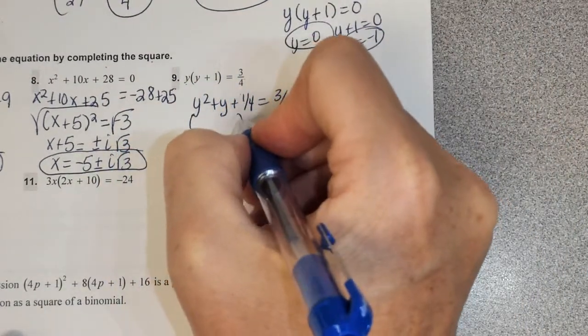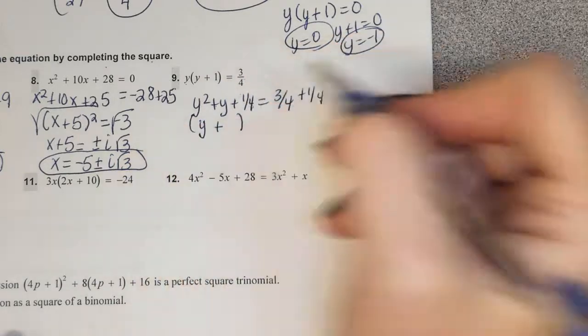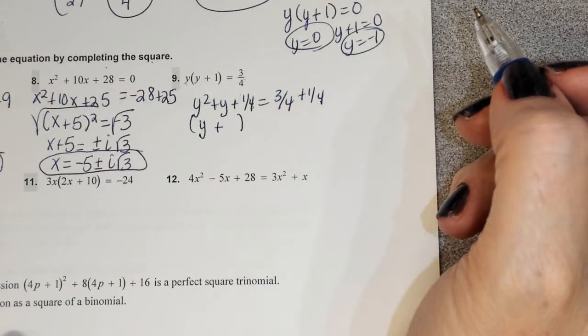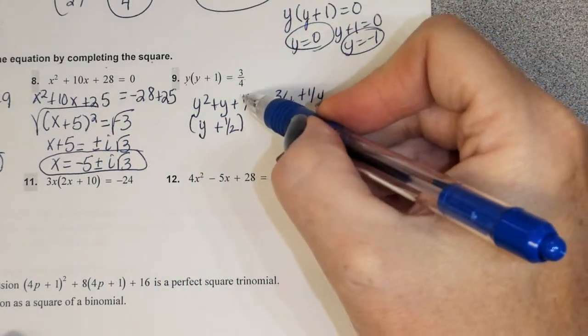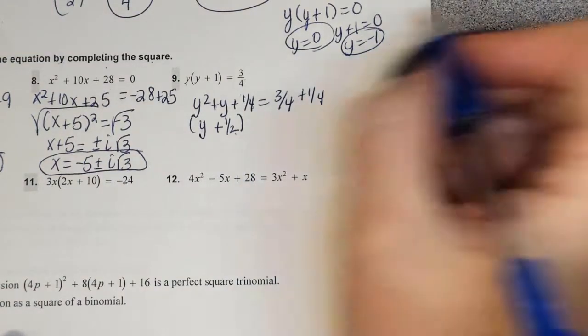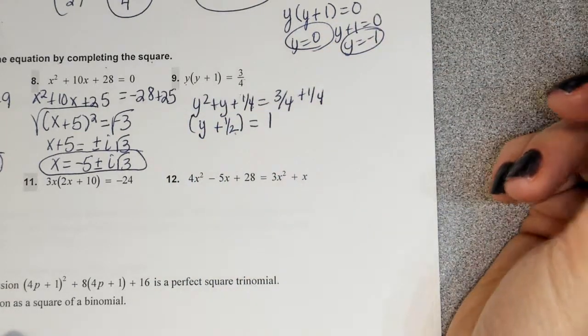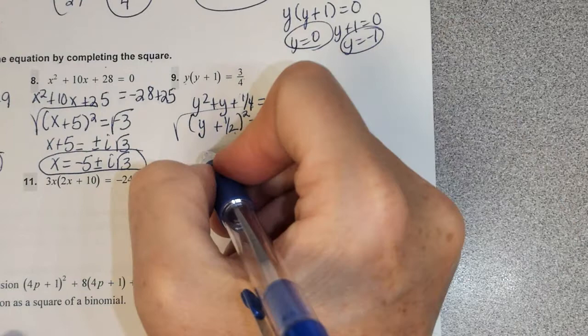So then the way that this is going to factor, square root, this sign, square root. What's the square root of 1/4? Square root of 1, square root of 4. 1/2. You guys see what we're doing? Square root of 1 is 1, square root of 4 is 2. That's all you have to do, the square root. And then over here, we're going to get 1. So now I have to do the square root of both sides.